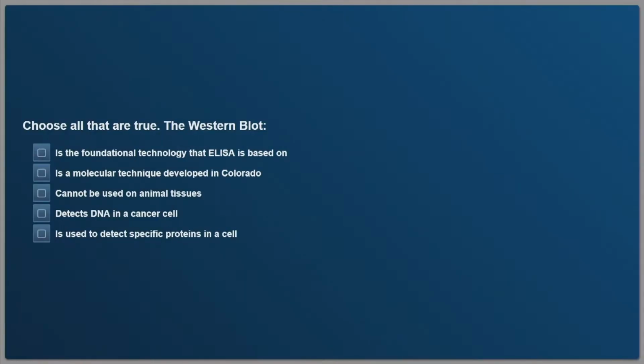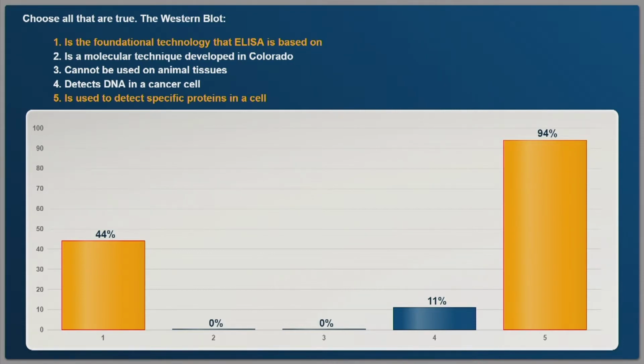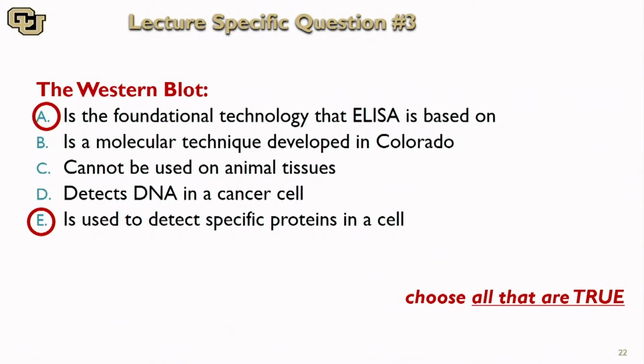So the next ARS is choose all that are true regarding what is called a Western blot. So the Western is a foundational technology that ELISA is based on, is a molecular technique developed in Colorado, cannot be used on animal tissues, detects DNA in a cancer cell, is used to detect specific proteins in a cell. Okay, very good, very good. So yes, foundational technology that the ELISA is based on. I'll show you that in a minute. And also it's used to detect specific proteins in a cell.